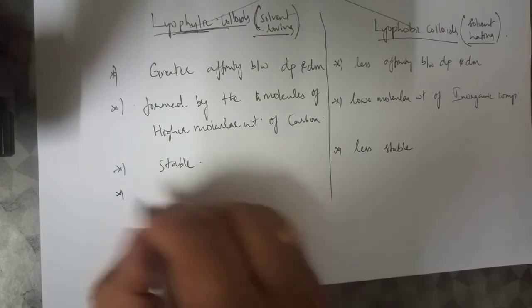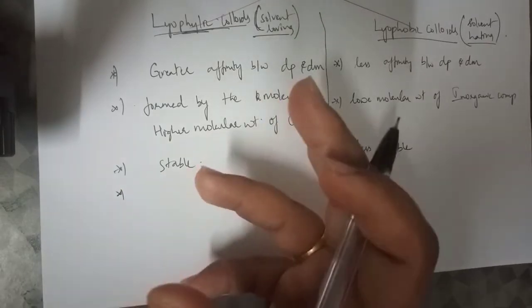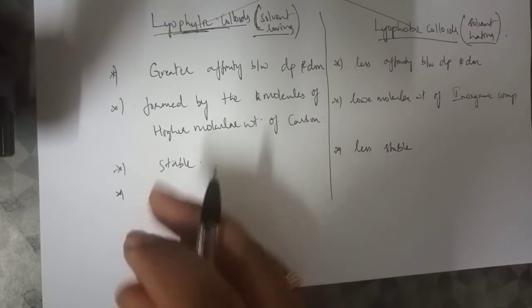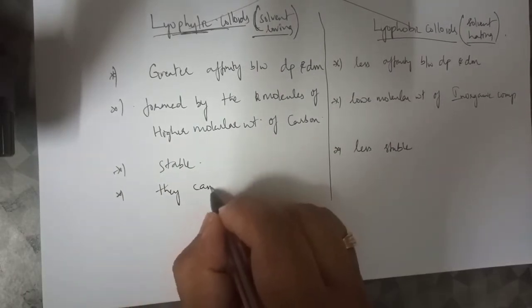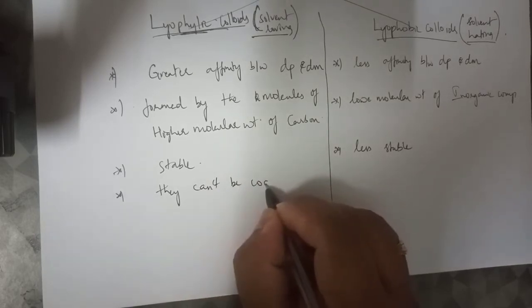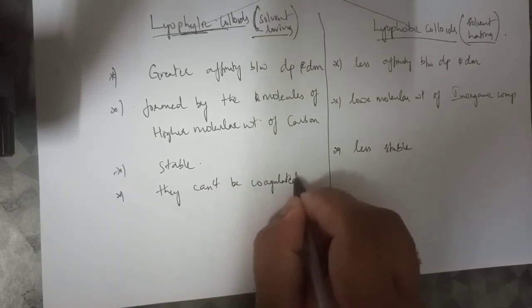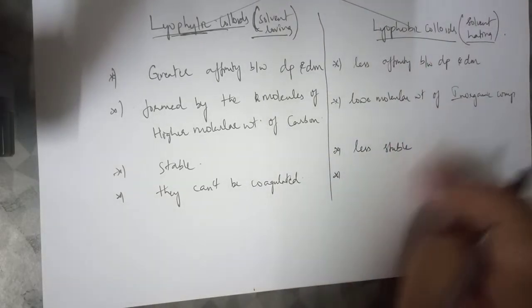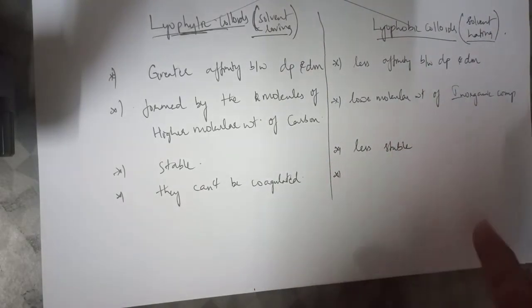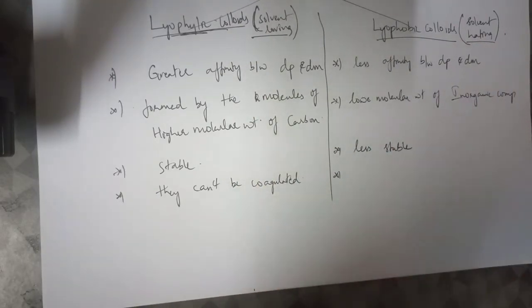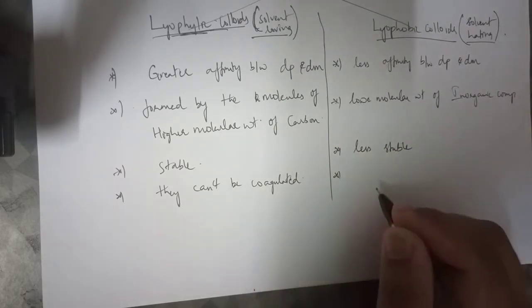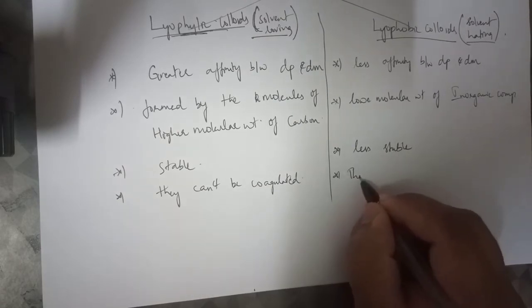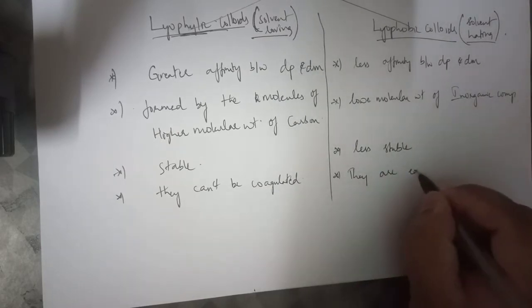Next is, since they are stable, they cannot be coagulated. What is meant by coagulation? We'll talk about that coagulation also. They can't be coagulated, whereas these fellows, since they are less stable, the particles can come together and coagulate at the bottom of the container in which they are placed. So they are easily coagulated.